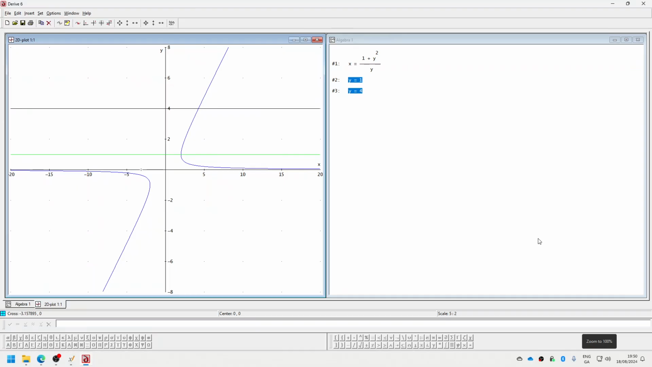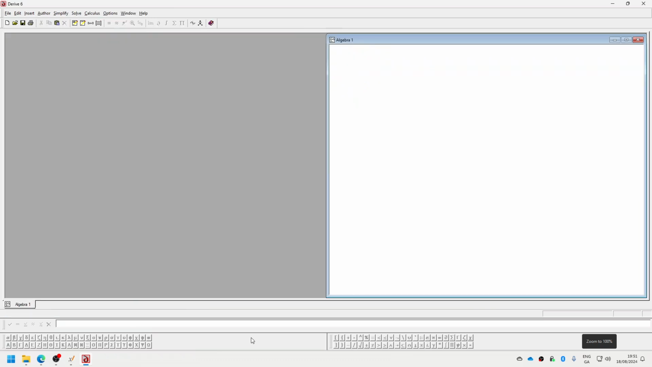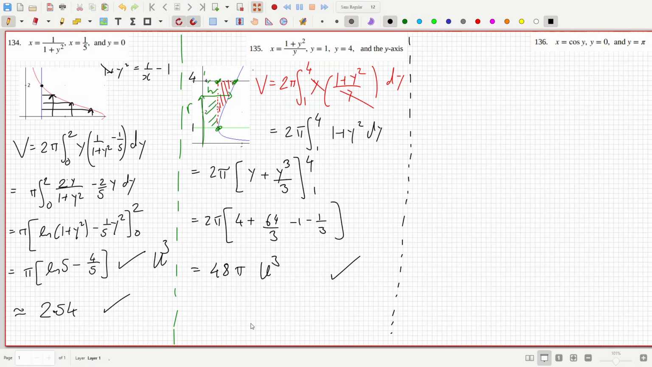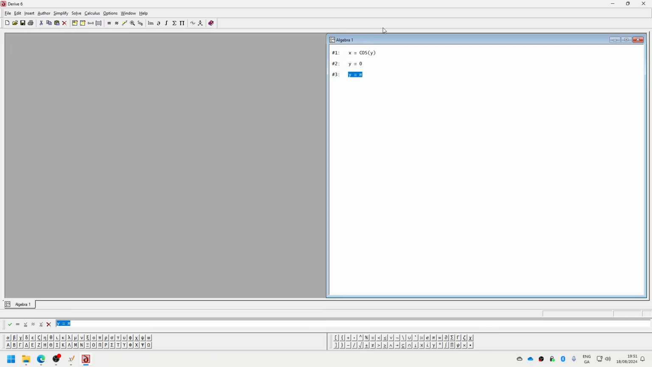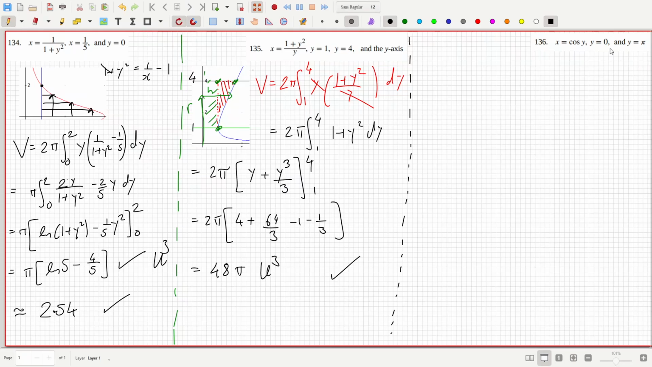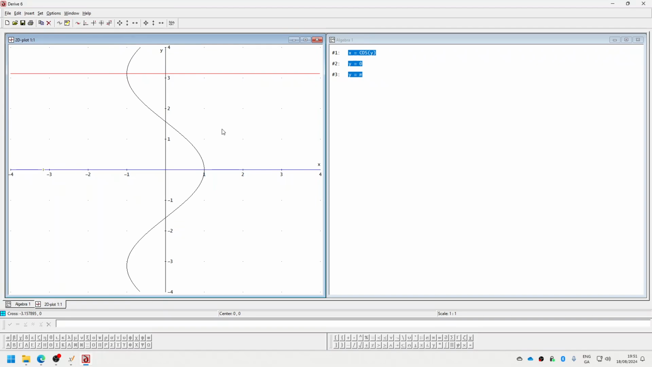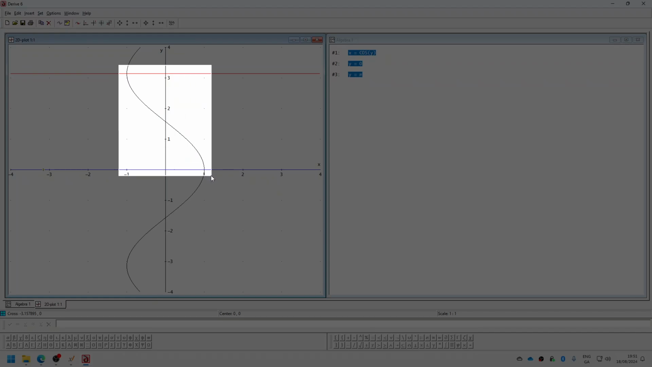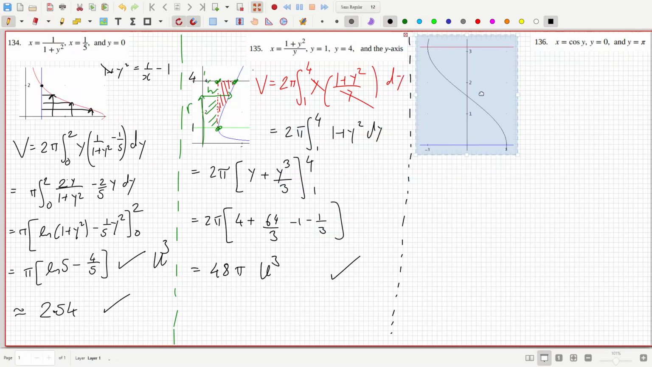Let's see. X equals cos y. X equals cos y. Y equals 0. Y equals pi. Okay, y zero, y pi. I guess so I think it's this region.